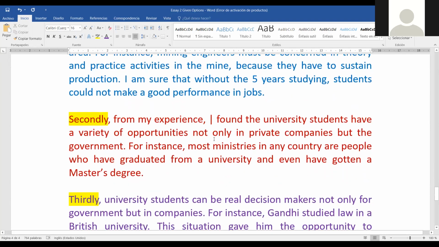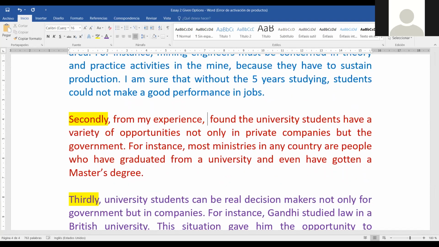Secondly, from my experience, I found what happened with this one. You see, that's why we have to check. I found that university students have a variety of opportunities, not only in private companies, but the government. For instance, most ministries in any country are people who, let me check this word.